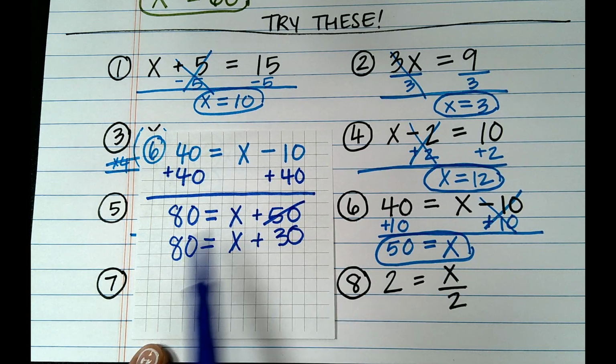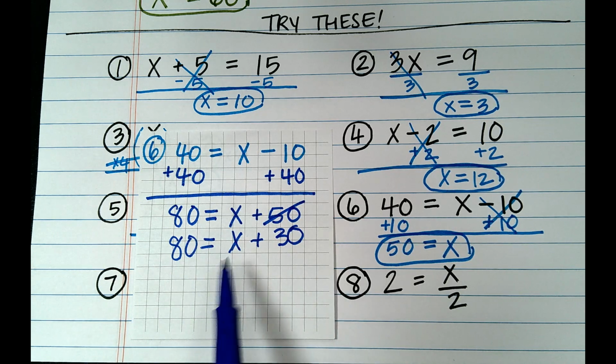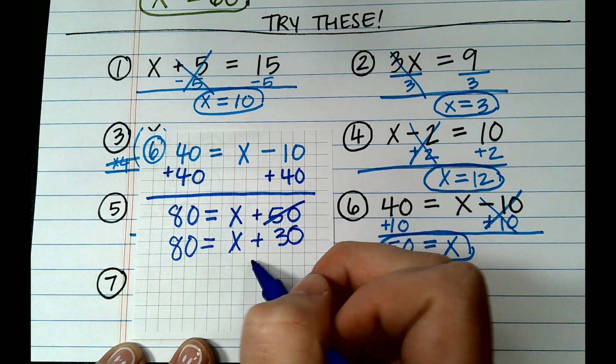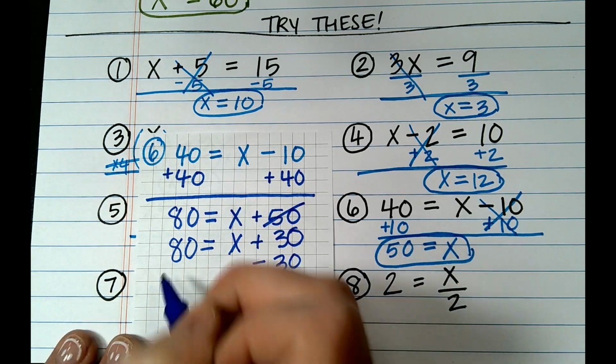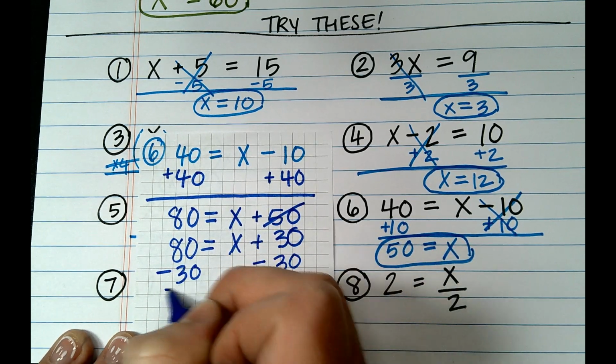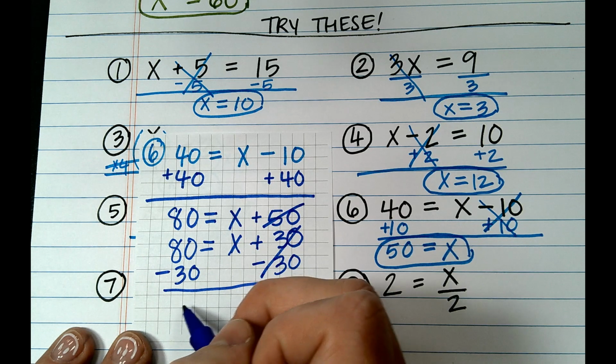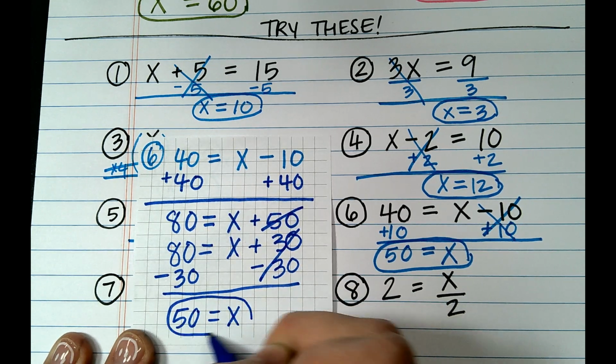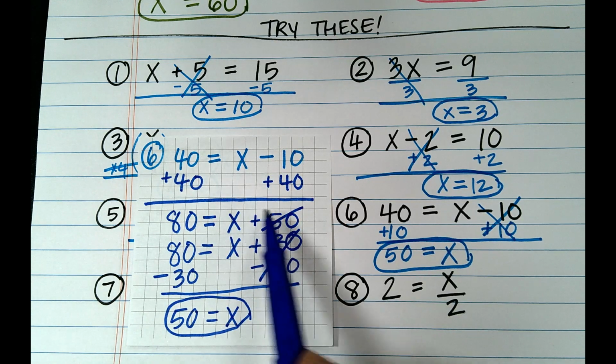So what would happen here is to get the answer for x, we would have to get rid of 30 now. We'd have to subtract 30 from both sides. And we would still get 80 minus 30 is 50 equals x. So you can solve in different ways.